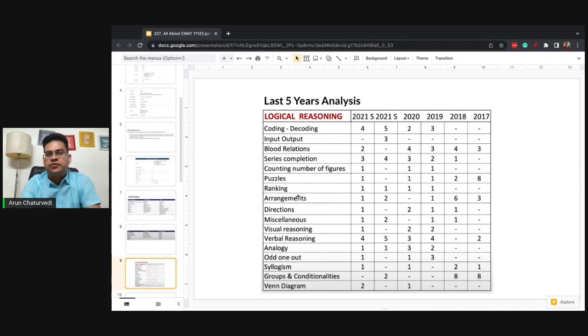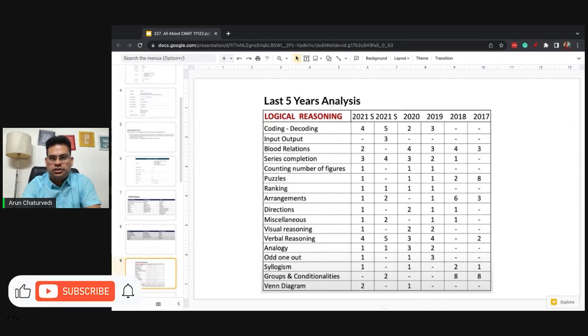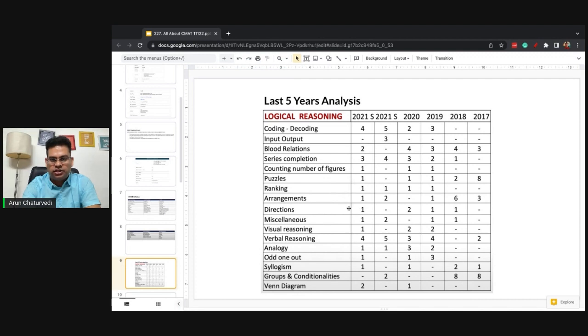If we analyze the last 5 years data, we'll see that in logical reasoning, most of the questions come from coding decoding, blood relations, series completion, and verbal reasoning. Otherwise, all other areas have hardly one question only. So prepare these segments considering last year's trend and considering the overall trend. You can get it from here. So coding decoding, series completion, verbal reasoning are the three most important areas from which you should prepare.